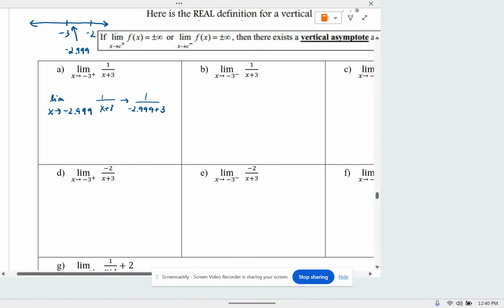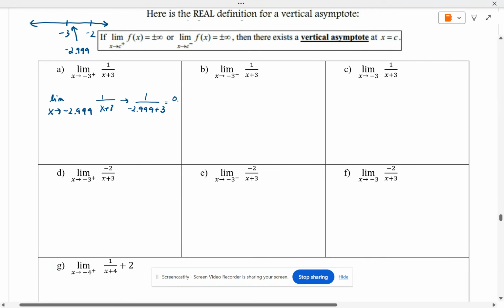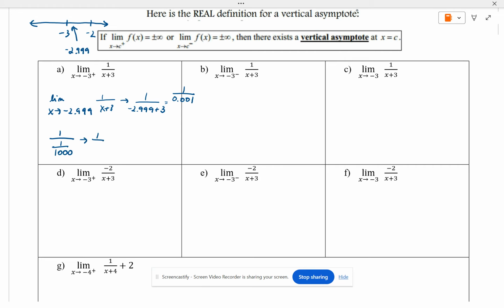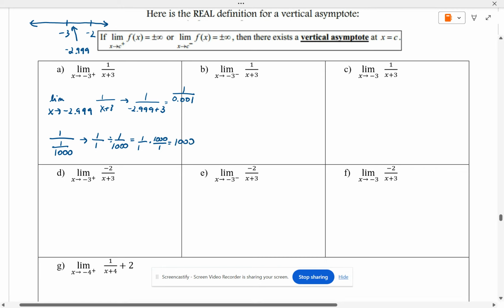0.001, okay? So I've got 0.001 all under a 1. How can you change 0.001 to a fraction? Because we're supposed to be doing this by hand, right? How can you change that to a fraction? 1 over 1,000. Okay, and then when I divide fractions by hand, what do I have? This would be 1 over 1 divided by 1 over 1,000. You keep, change, flip. 1,000. What are we approaching? Infinity. Yep, good job.